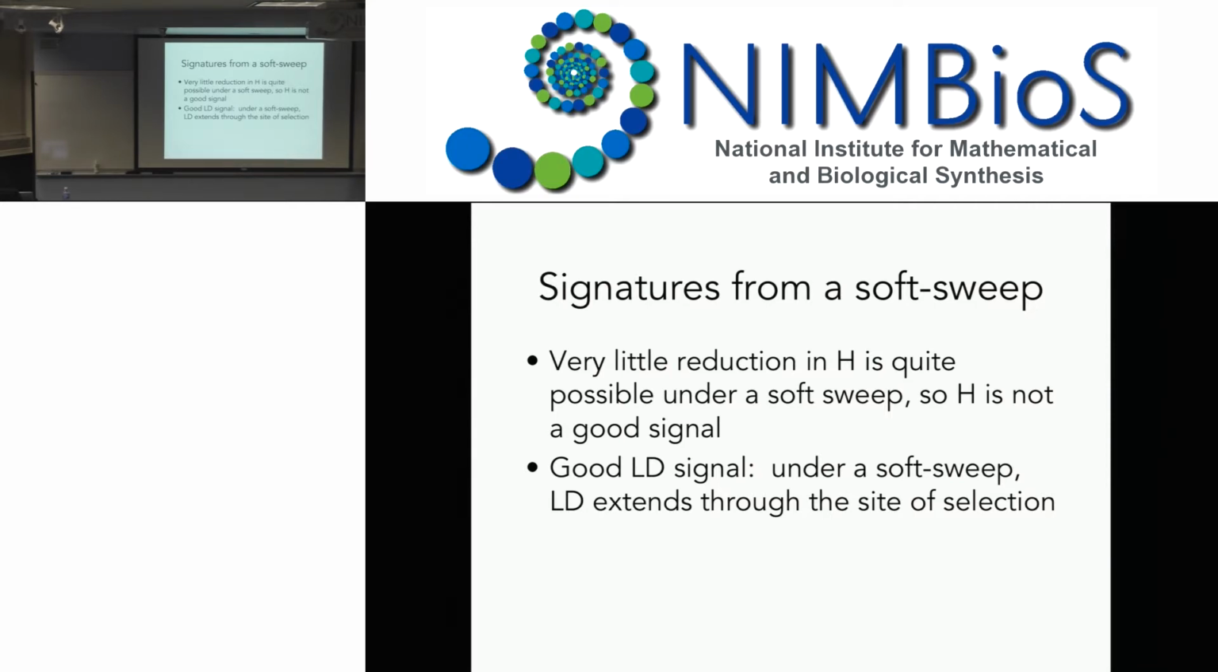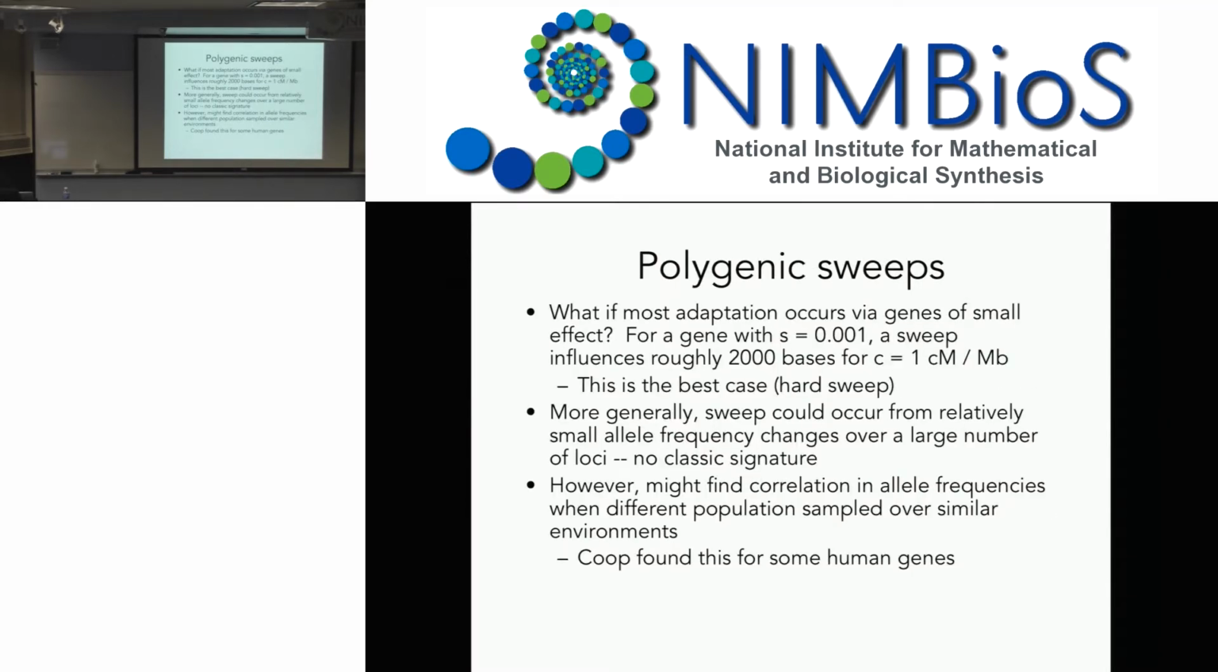There's no one linkage disequilibrium test that does both. You have to use two different ones, because one detects hard but not soft, and one detects soft but not hard. Then the biggest concern is what's called the polygenic sweep.